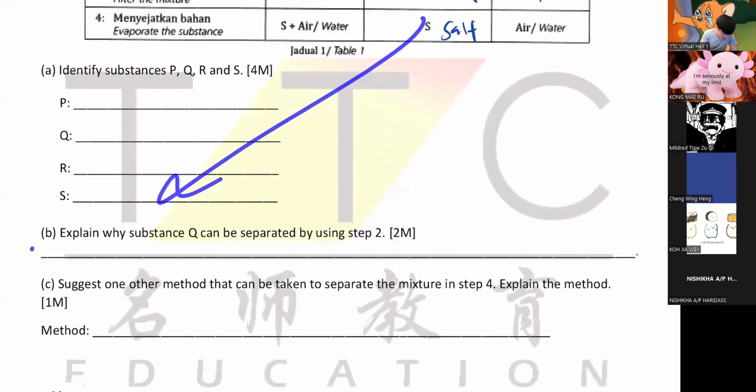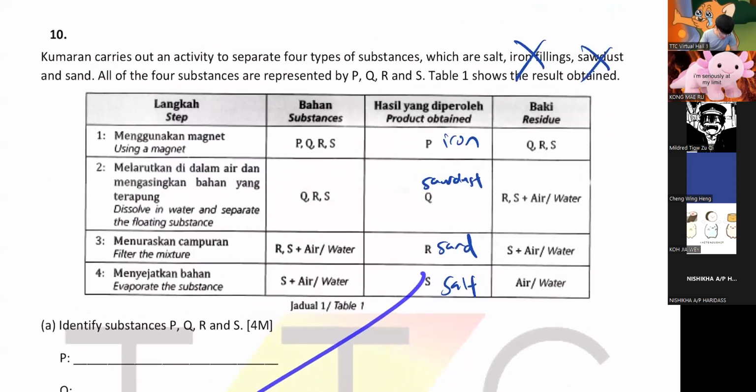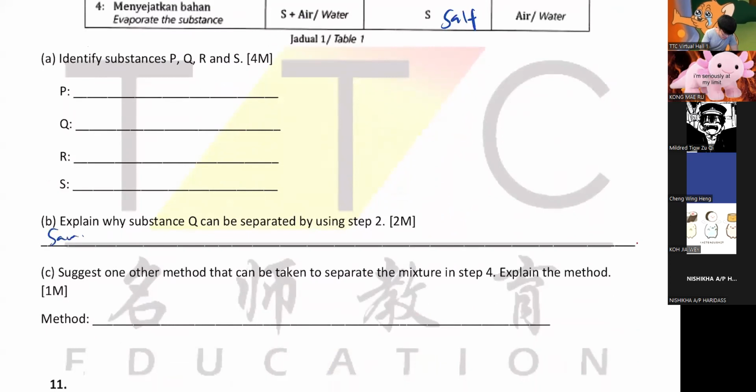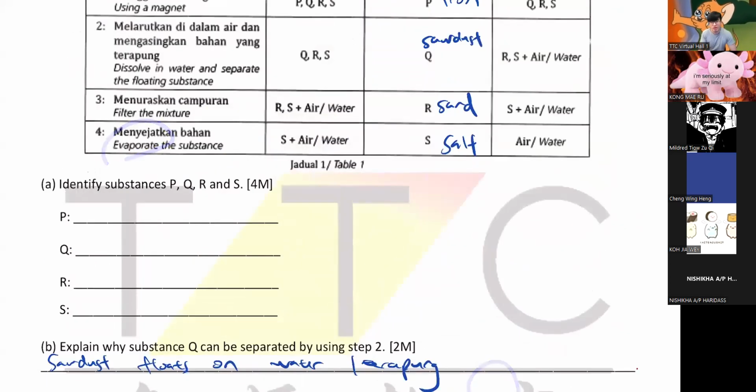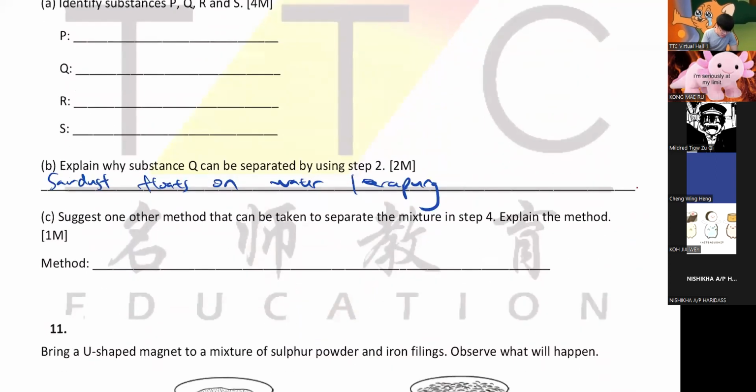Sorry. So B, explain why substance Q can be separated by using step 2. Why can Q be separated? Because sawdust floats on water. Okay, terapung di atas air. So suggest one other method that can be taken to separate the mixture in 4. Besides evaporating, what else can you do? You can boil the mixture. Mendidihkan campuran.